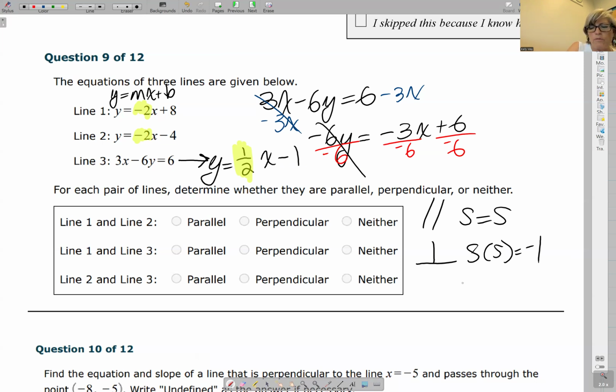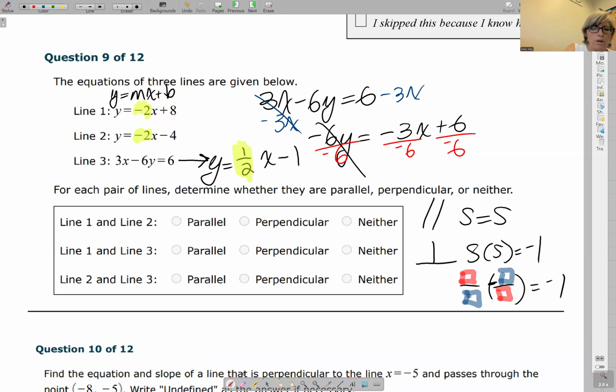Let me color code that for you. That would be like this. Okay, if I have something that looks like this, red over blue, and it's positive, its opposite reciprocal would be blue over red, and then it would be negative. So you're looking for opposite reciprocals for perpendicular lines. You're looking for congruency for parallel lines.